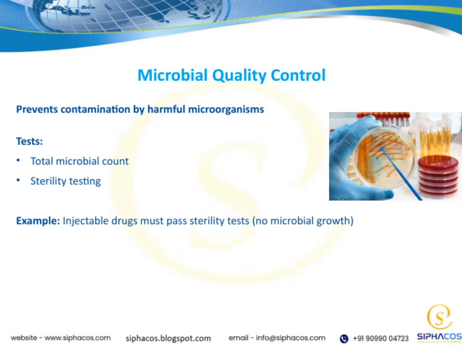Now, let's talk about microbial quality control. This is a critical part of ensuring the safety and effectiveness of pharmaceutical products. Its main goal is to prevent contamination by harmful microorganisms that could compromise the product or pose health risks. To achieve this, we perform specific tests.